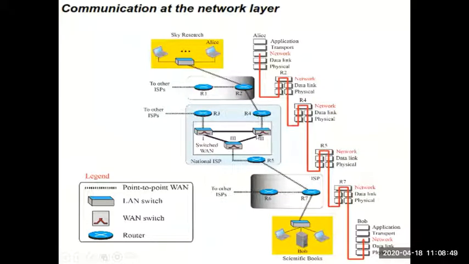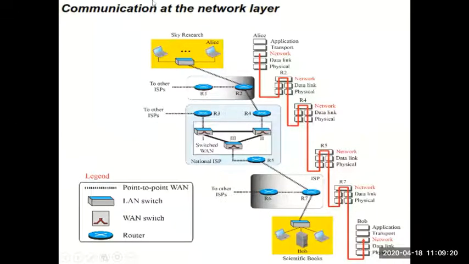So it will forward it to this switched WAN, and from a switch in this switched WAN, it will send it to router R5. And the same process repeats. R5 in its routing table will know that it should forward to R7, and R7 in its table will know that it can reach Bob directly, and it will forward the packet to Bob.